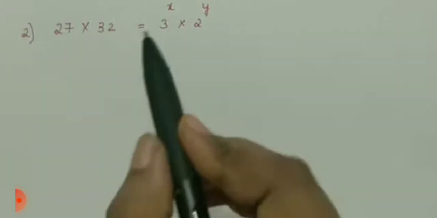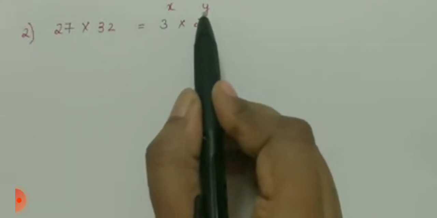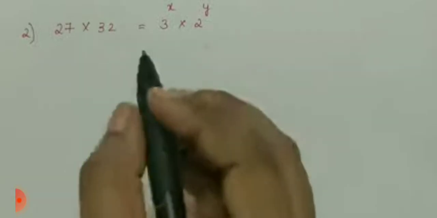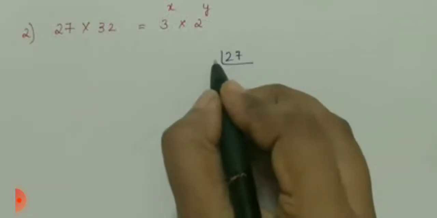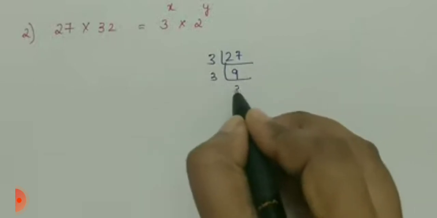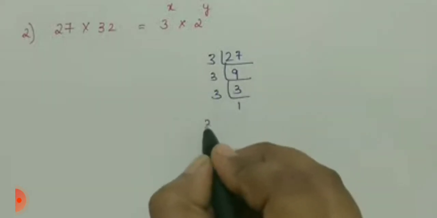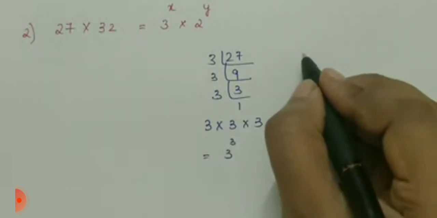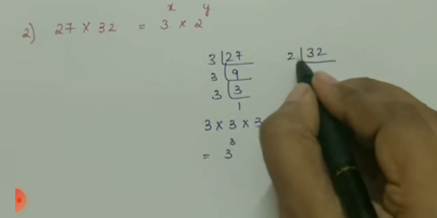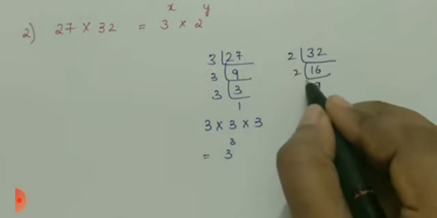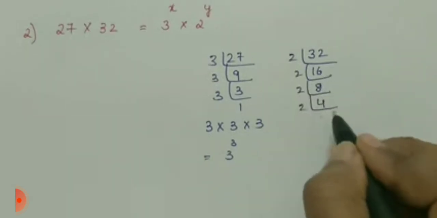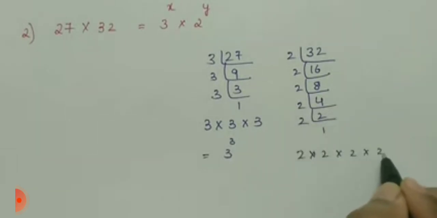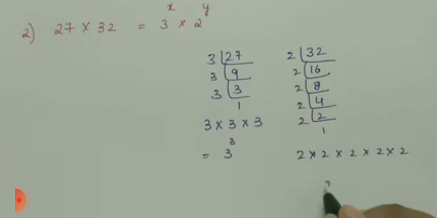Second question. In this, we need to find x and y values. So convert 27 and 32 into their exponential forms and equate the exponents. 27 equal to 3 9s and 3 3s. So 3 into 3 into 3 equal to 3 to the power 3. And 32, 2 16s, 2 8s, 2 4s, 2 2s and 2 1s. So 2 into 2 into 2 into 2 into 2, 5 times, 2 to the power 5.